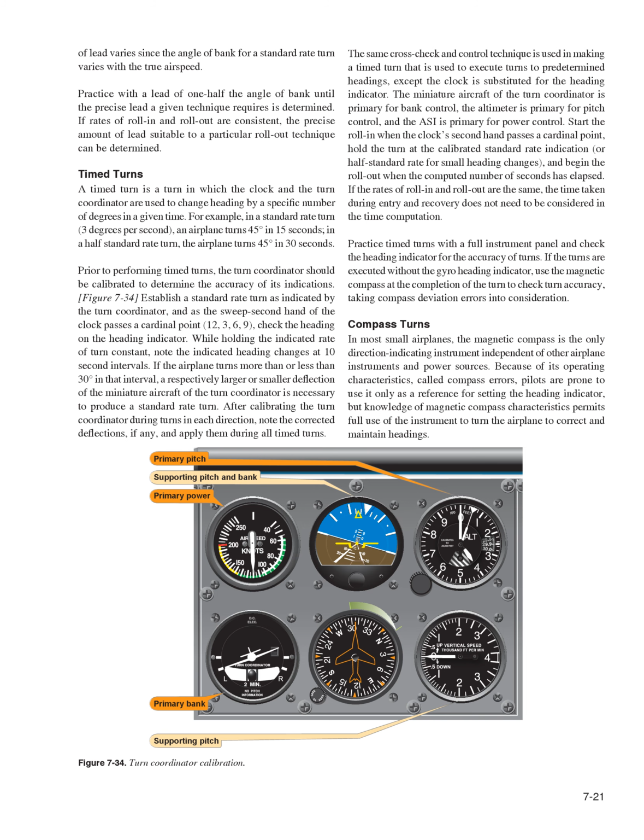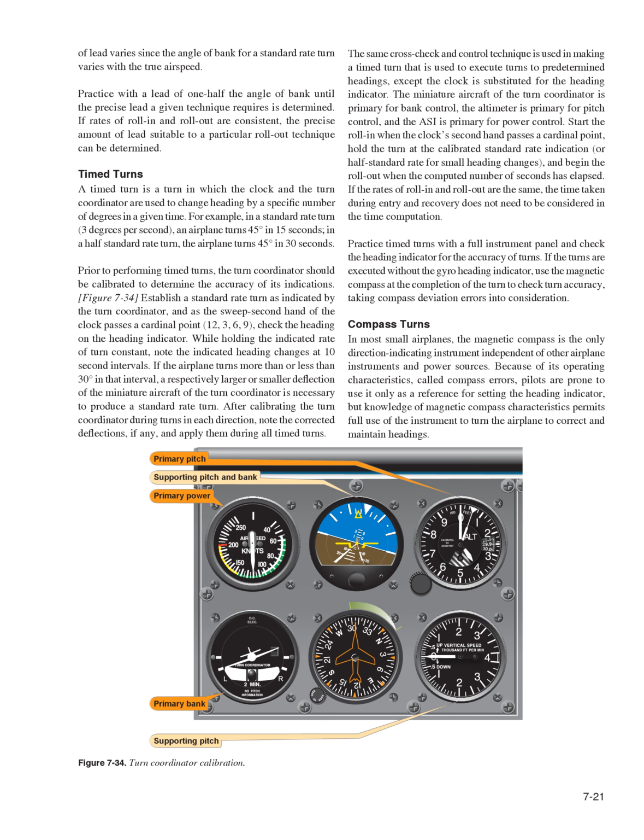After calibrating the turn coordinator during turns in each direction, note the corrected deflections, if any, and apply them during all time turns. The same cross-check and control technique is used in making a time turn that is used to execute turns to predetermined headings, except the clock is substituted for the heading indicator. The miniature aircraft of the turn coordinator is primary for bank control, the altimeter is primary for pitch control, and the airspeed indicator is primary for power control.